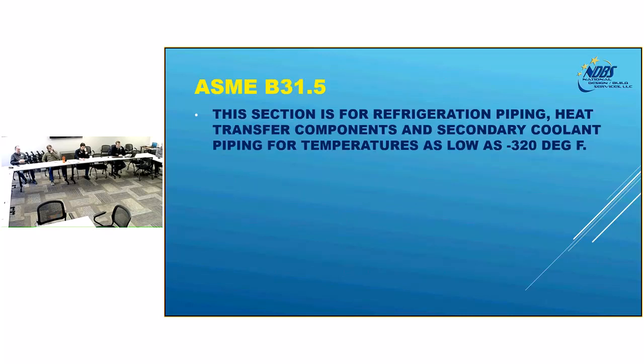All right, let's jump into 31.5. So this is for refrigeration piping. Refrigerant can be anything that can accomplish the heat transfer. We're seeing flammable liquids being used now, and slightly flammable liquids. Methane gas is a refrigerant. CO2 is a refrigerant. So if you have any kind of a distributed refrigeration system, it's going to fall under this code.